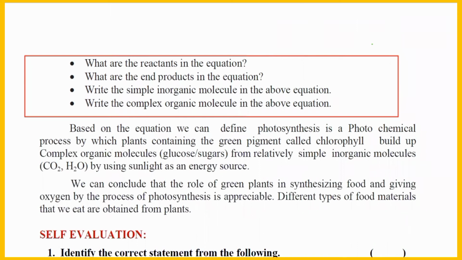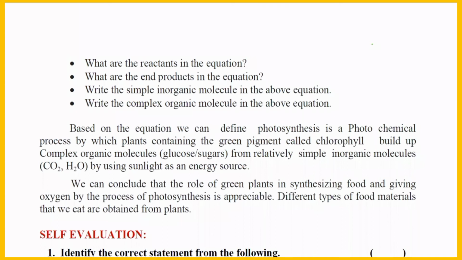Now, let us give the answers for this question. What are the reactants in the equation? 4 reactants. Reactants are nothing but the chemical substances which participate in the reaction. Number 1, carbon dioxide. Number 2, water. Number 3, sunlight. Number 4, chlorophyll.